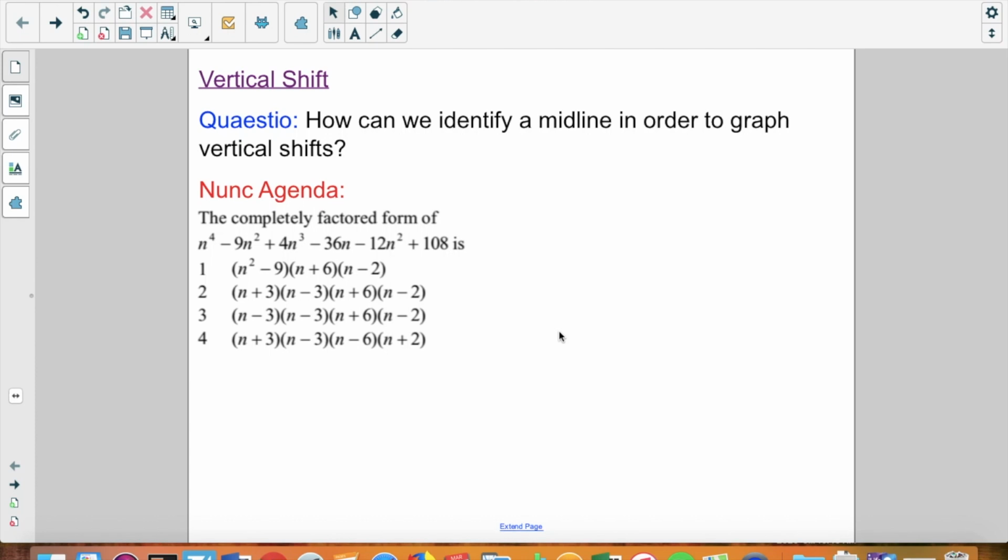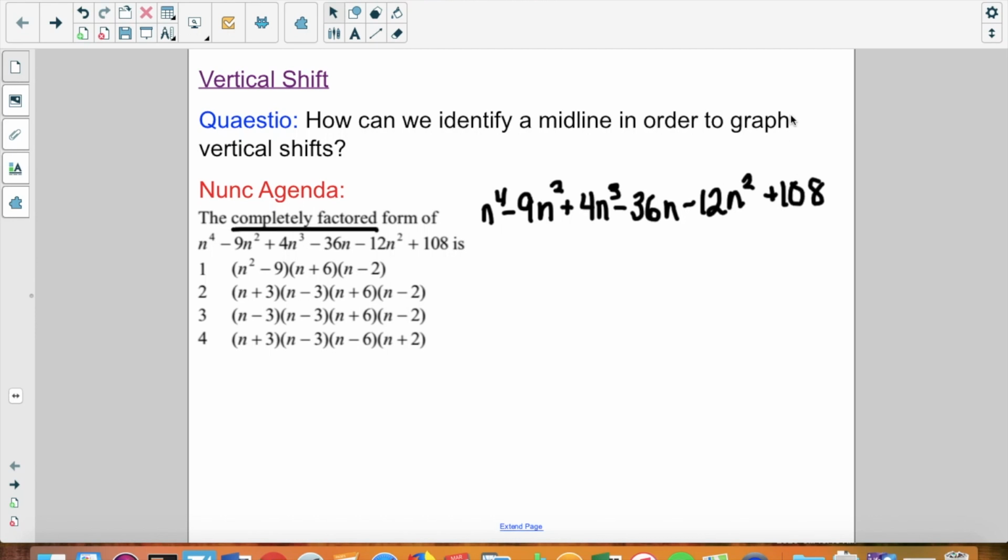Now I'm just going to rewrite this. So we have n to the fourth minus 9n squared plus 4n cubed minus 36n minus 12n squared plus 108. Now that's a lot of terms. It's 1, 2, 3, 4, 5, 6 terms that we have, and we have to completely factor.